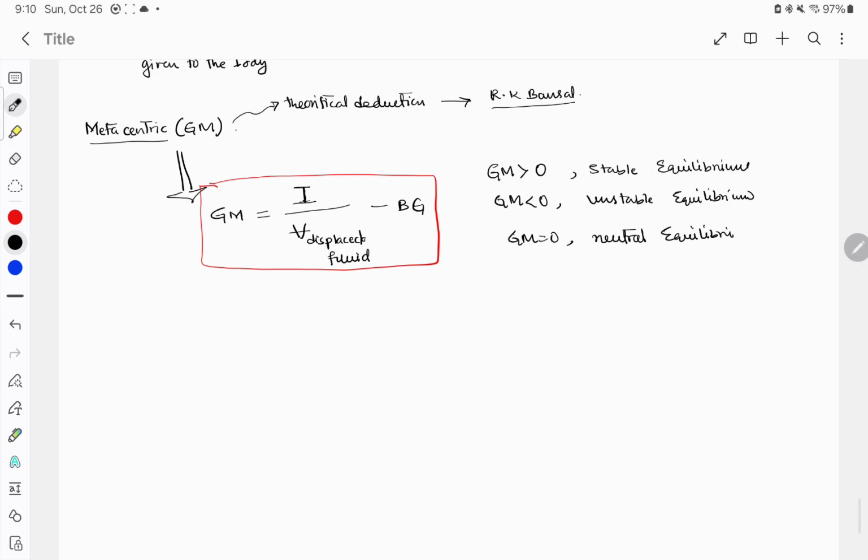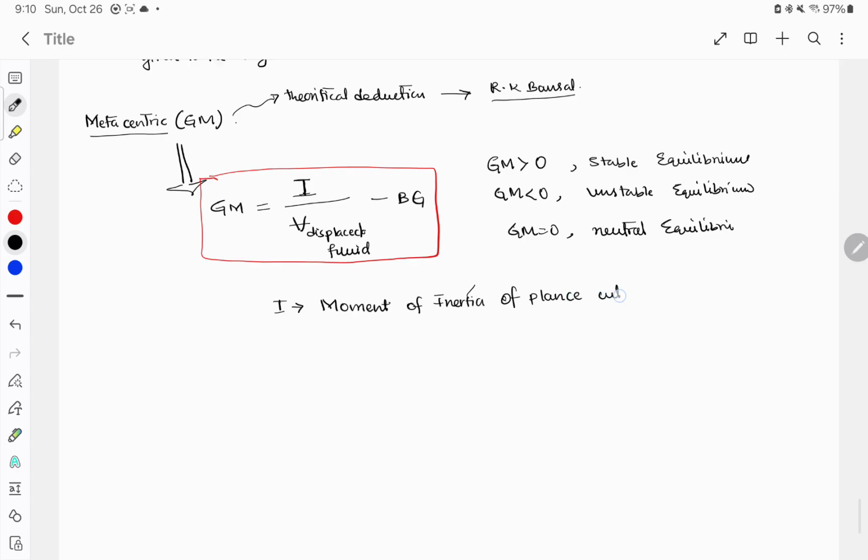This I, the moment of inertia, we have to be very careful in writing. I'll show you where you should take this moment of inertia. So it is the moment of inertia of the plane cut by the free surface level of the liquid. This is important.